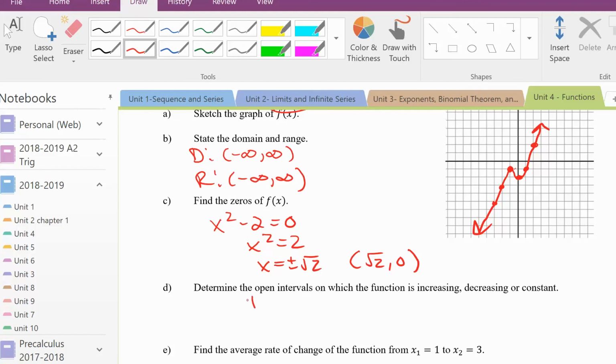The function is increasing, decreasing, and constant. It's increasing from -infinity to -1. It decreases from -1 to 0. And it increases again from 0 to infinity. And it's never constant.